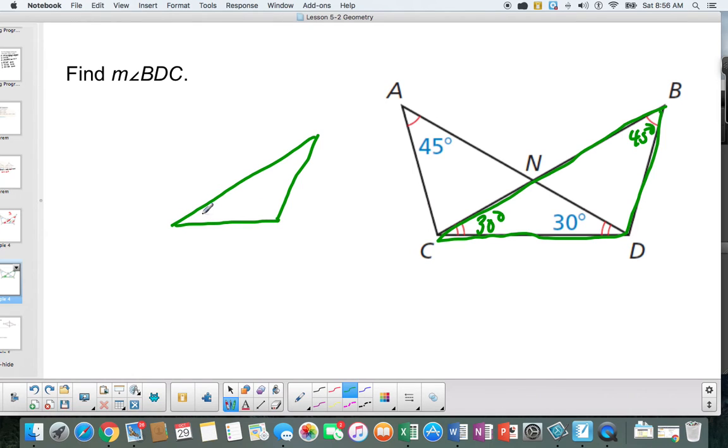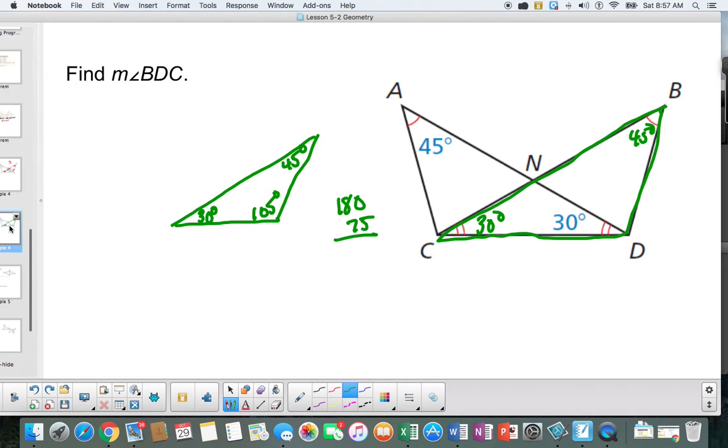This is what I found. I found that this angle is 30 and this angle is 45. So by the third angles theorem, again, 180, take away 75, this answer is 105. So I showed you a couple of ways to get these answers. There's not just one way.